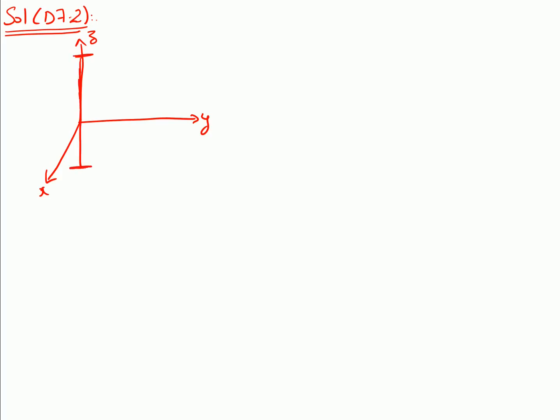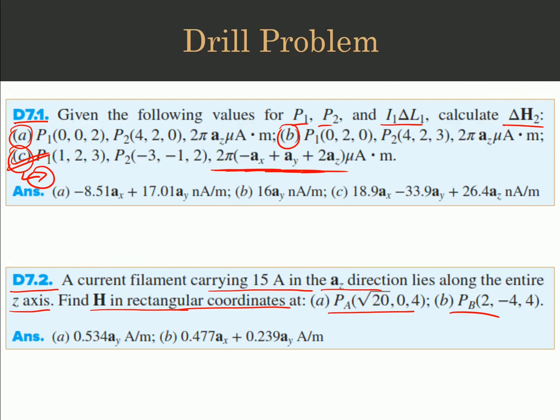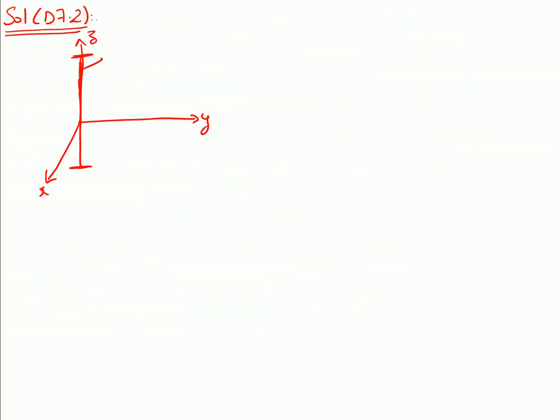You just need to see whether this is a finite conductor or an infinite one. I think it's infinite. So a current carrying filament of 15 ampere in the az direction along the entire z-axis. The entire z-axis means it's infinitely long. Okay, so this is an infinitely long filament. Okay, that's good. So the current moving here is 15 amps in the upward direction. This is from minus infinity to plus infinity.